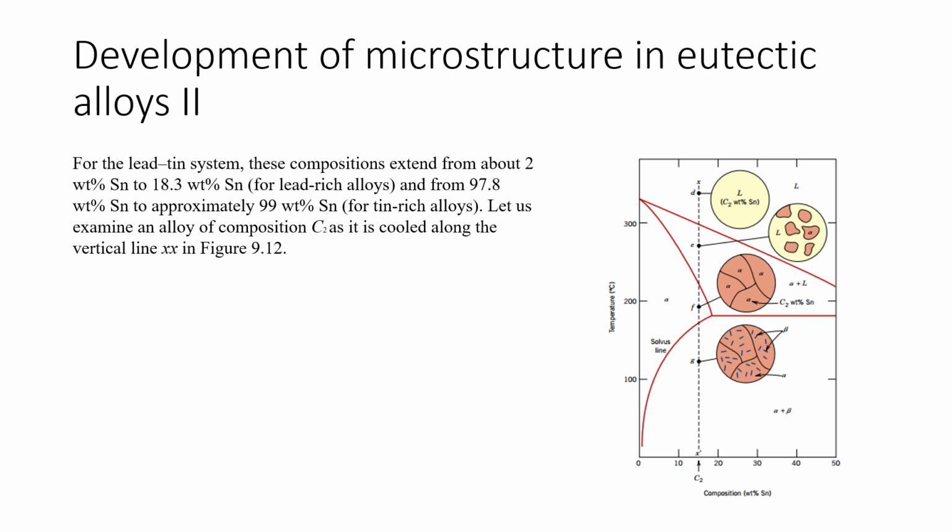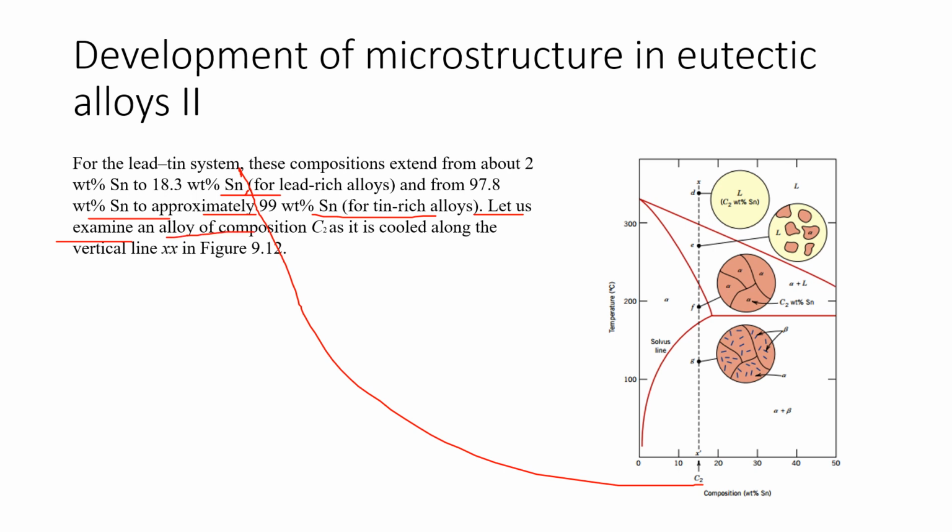Development of microstructure in eutectic alloy is a second example. In this example, the lead-tin system, the composition extends from about 2% weight of tin to 18.3% weight of tin, which is represented by the point C, and from 97.8% weight of tin to approximately 99% weight of tin for tin-rich alloys.